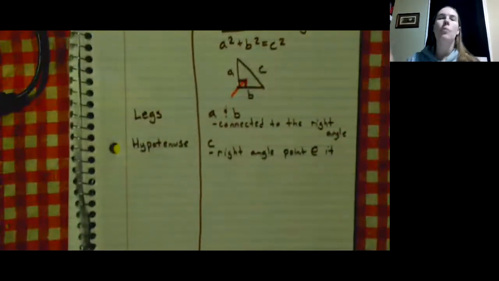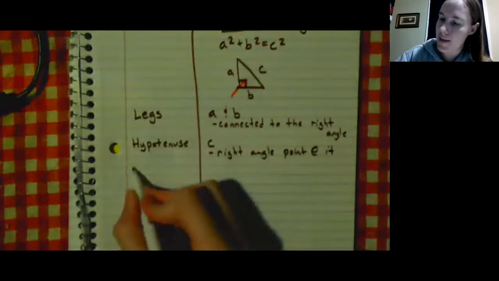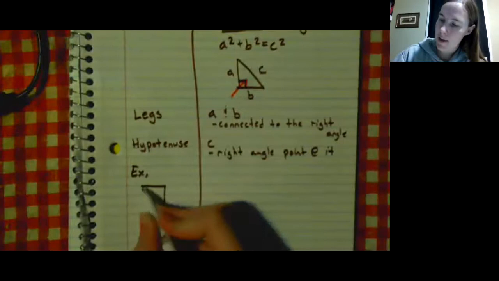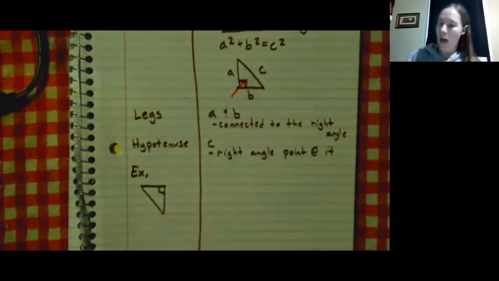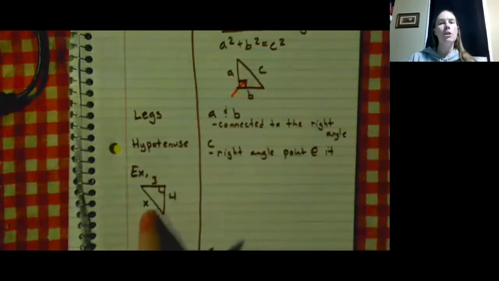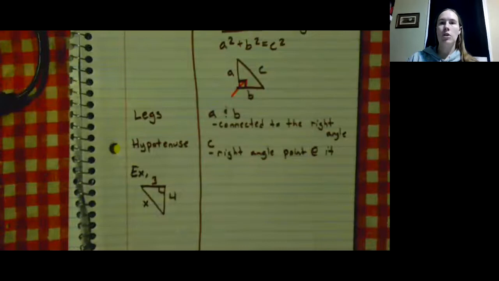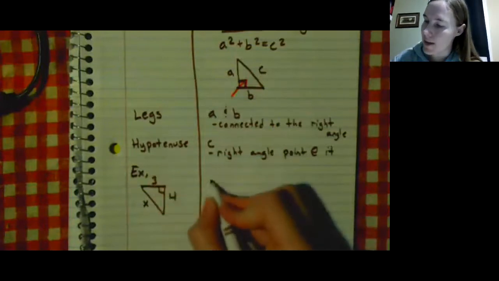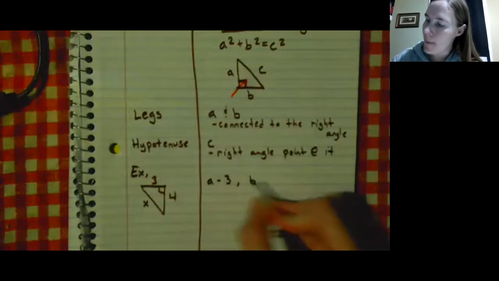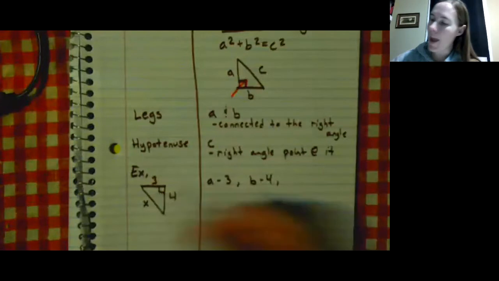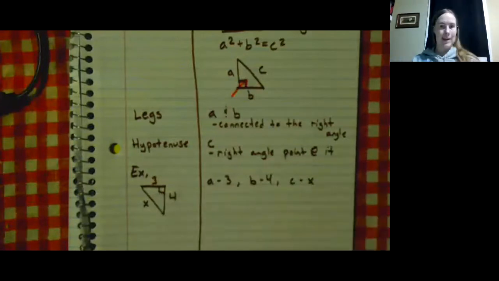So what does this all mean? Why do I care? Well, let's do an example. So say we have a right triangle that looks like this. And we know that this side is 3 and this side is 4. But we want to know this side here. So my A and my B are going to be 3 and 4. I'm just going to say my A is 3, my B is 4, because they're the ones that are connected to the right angle. And my right angle is pointing at X.